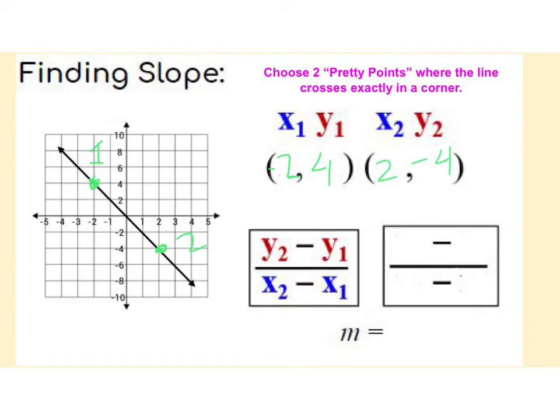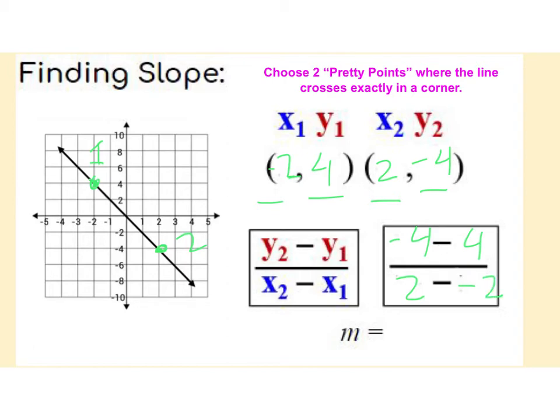So now let's plug that into our slope formula, y2 minus y1. So for y2, we have negative 4. For y1, we have positive 4. For x2, we have positive 2. And for x1, we have negative 2.